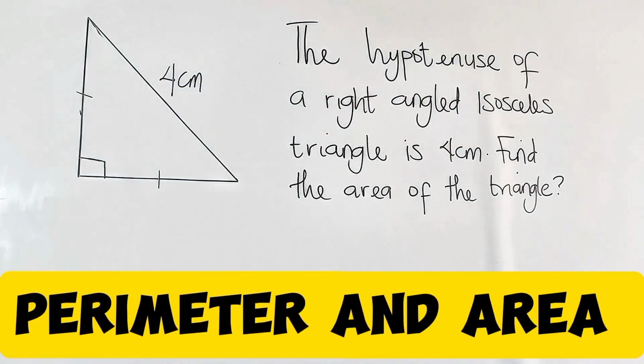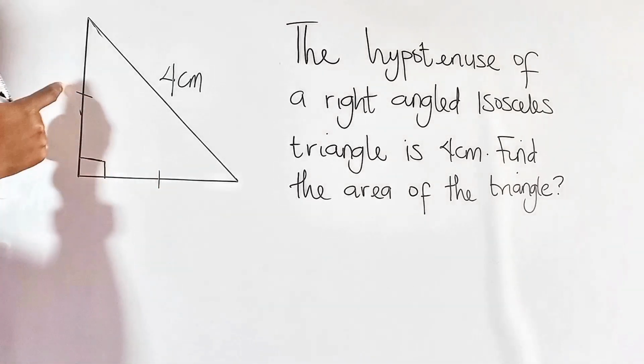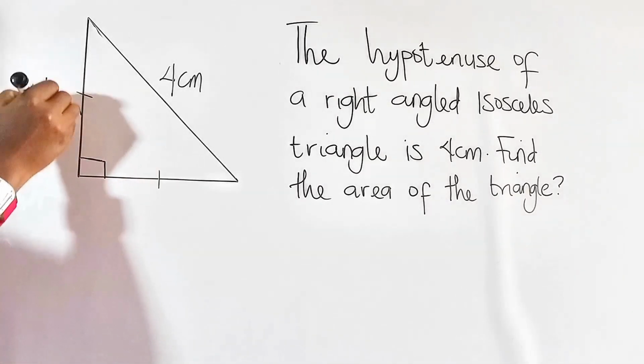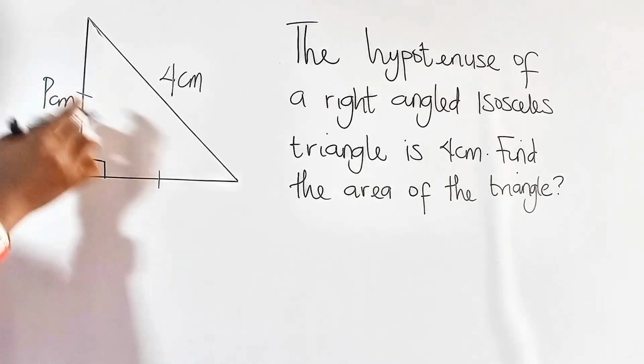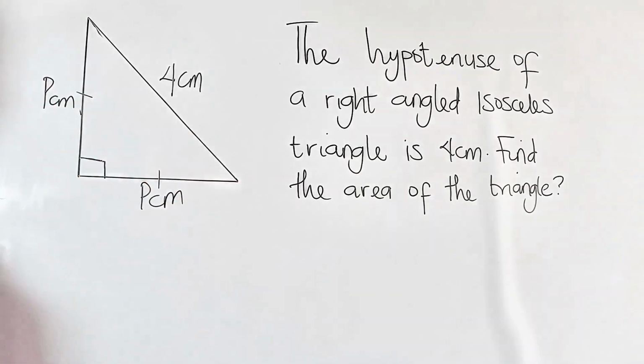To find the area of this right-angled isosceles triangle, the first thing I'm going to do is to identify this unknown side by labeling it P. So I'll call here P centimeter, and because these two lengths are equal, I'll call this P centimeter.